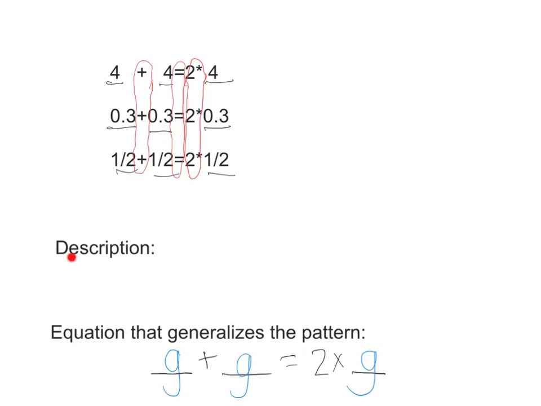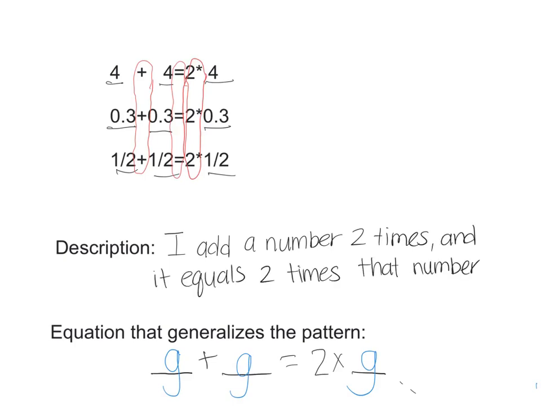Now I'm going to go back and write my description. So I'm just describing what I noticed. Well, I'm noticing that I'm adding on this side, and what am I adding? I'm adding 2 numbers, and these 2 numbers are the same. I have 4, 4, 0.3, 0.3, a half, a half. So on this side, I add a number 2 times, and then this equals 2 times that number every time. 2 times whatever number it is I added 2 times over here.